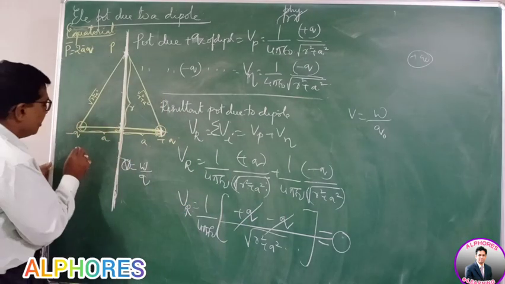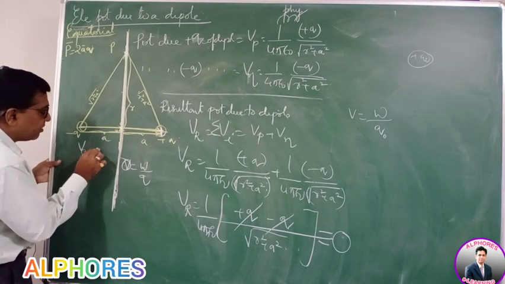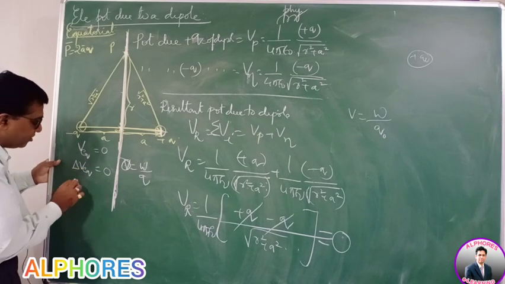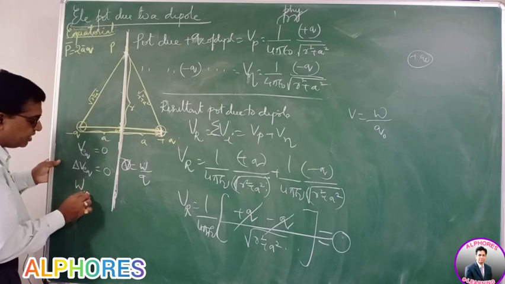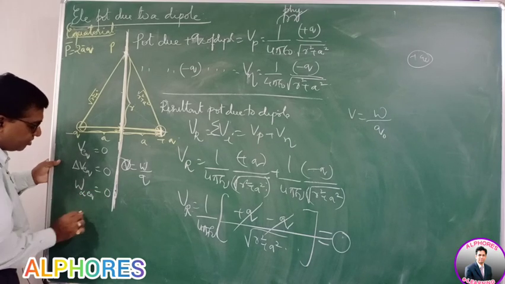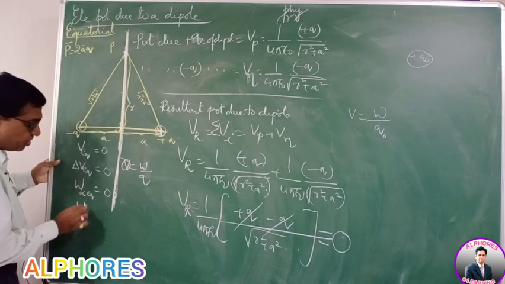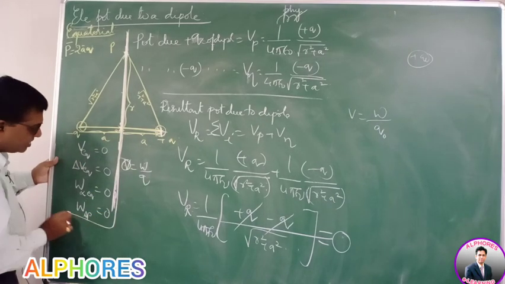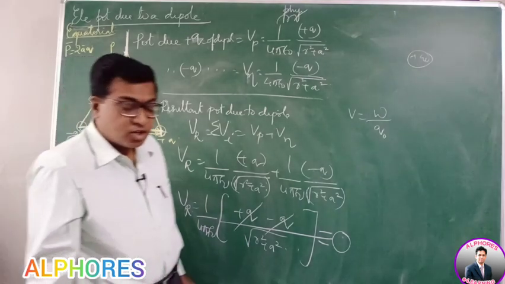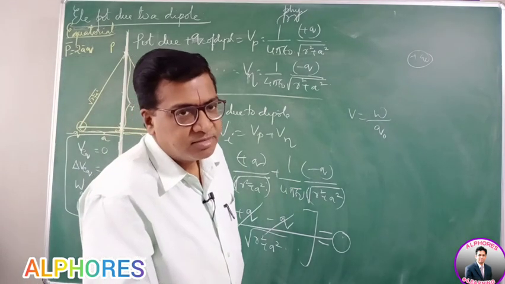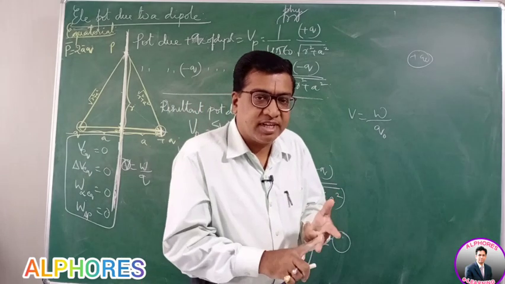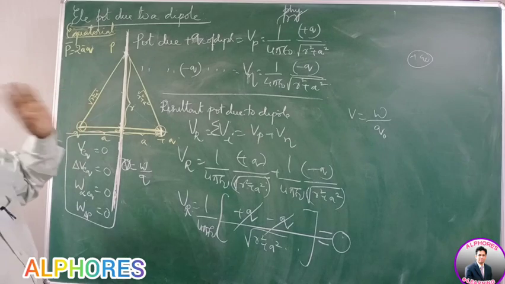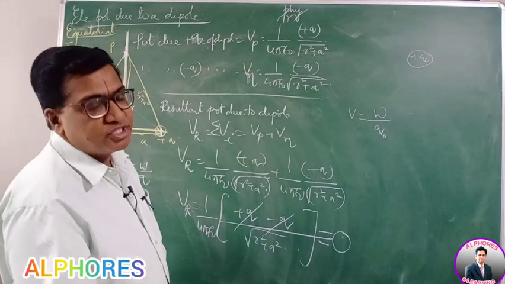So he may ask you, what is the potential on the equatorial point? 0. Potential difference between any 2 points on the equatorial plane? 0. Work done in moving a charge from infinity to a point on the equatorial line? 0. Work done to move a charge from one point to another on the equatorial plane? 0. So the question can be asked in any form: potential difference, work done, or work done between 2 points. All these things are 0. Very important point, standard point.